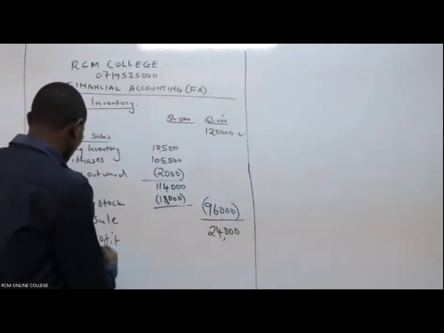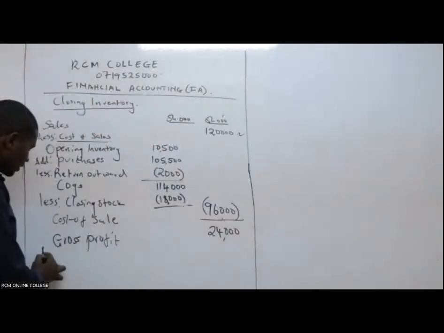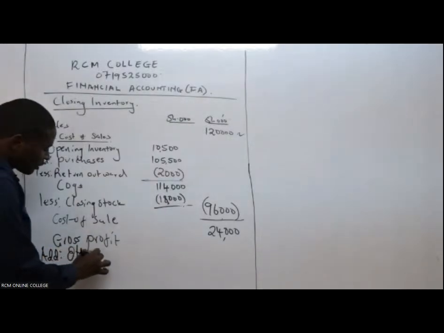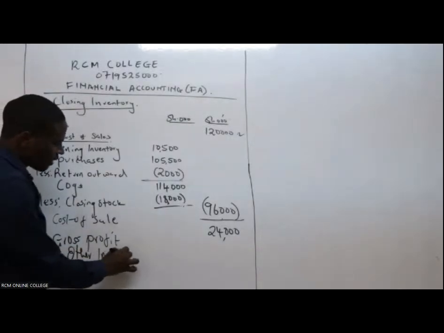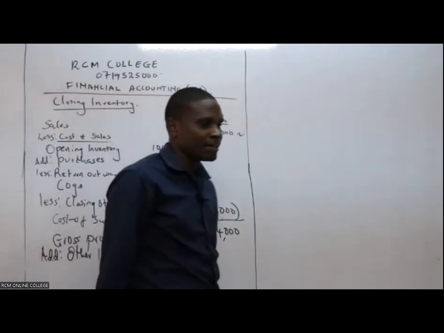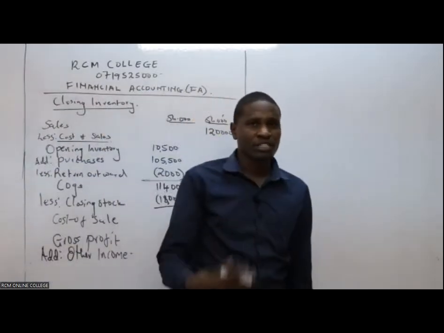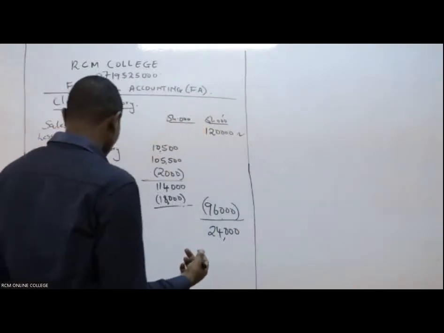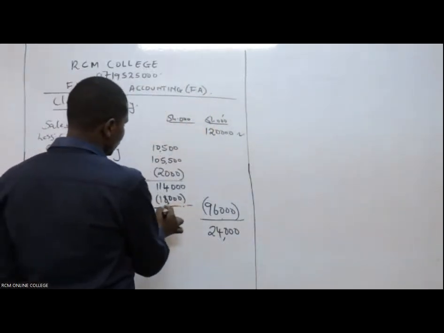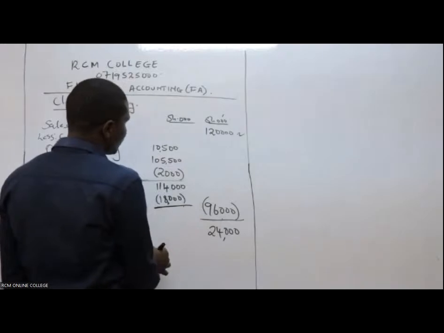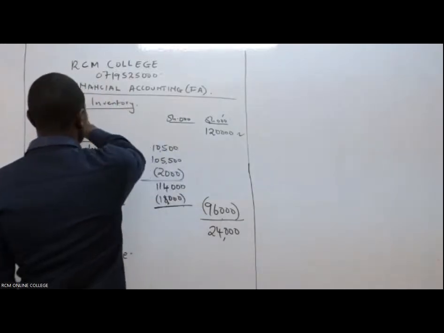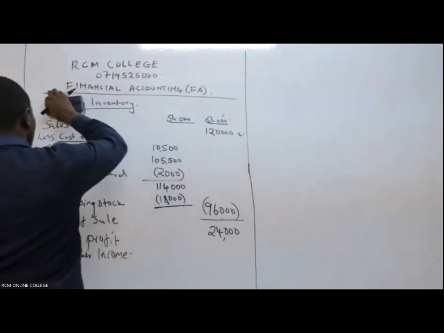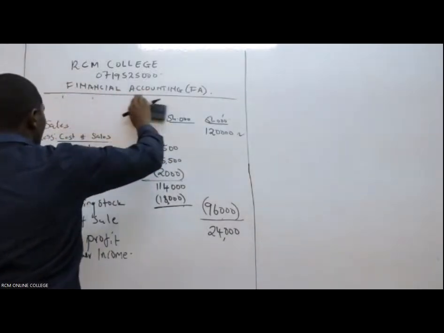Now, we want to add any other income. So on the question, can you identify for me other income? For example, was there dividend received? Was there discount received? Discount received is an income. Now, this one we can now change to our income statement. So this is Safaricom Limited income statement.